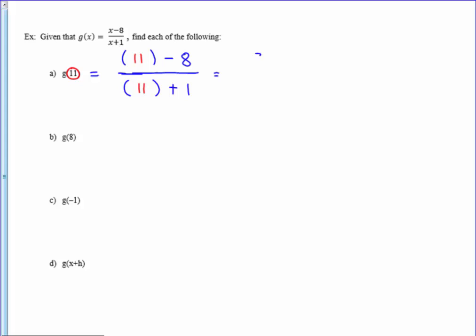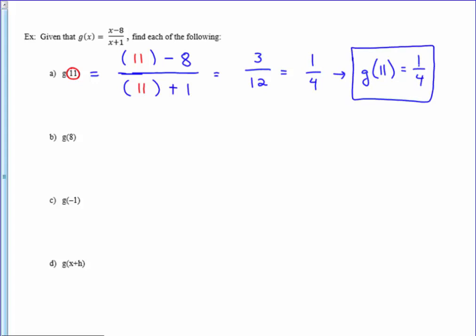11 minus 8 is 3, and then 11 plus 1 is 12. If you have a fraction, reduce it. So in this case, I would end up with 1 over 4. So that would mean that g of 11 equals 1 over 4.